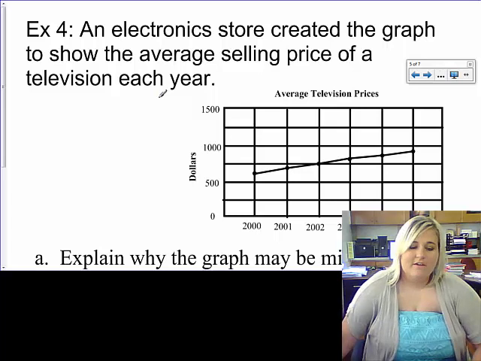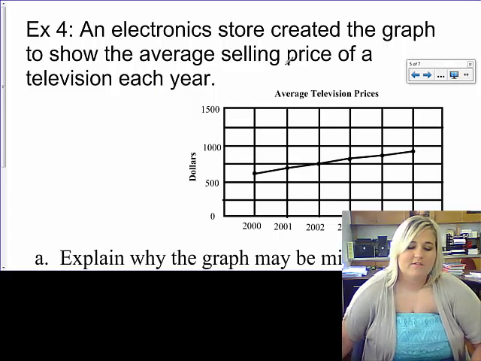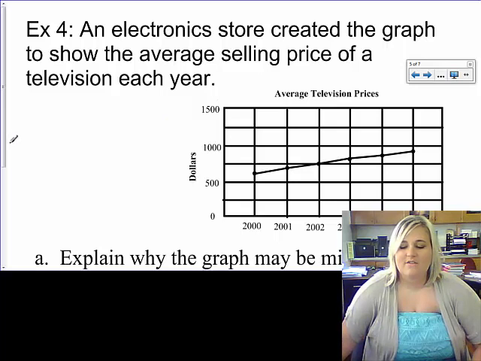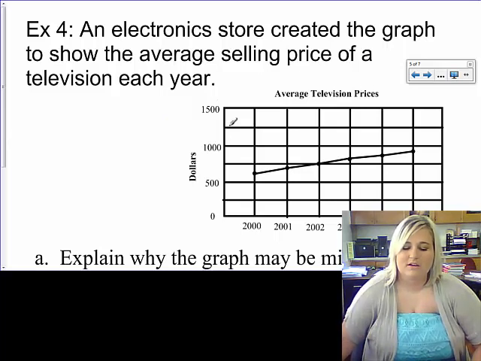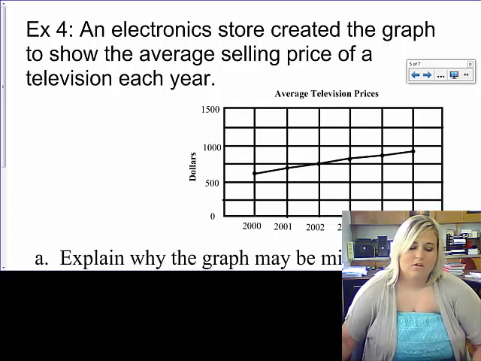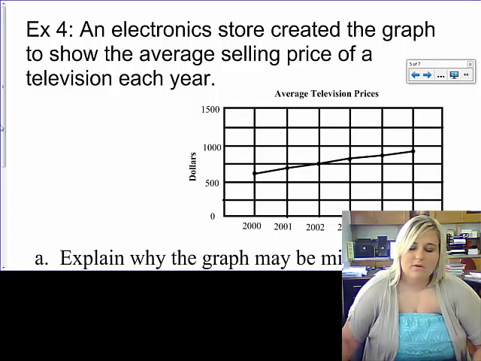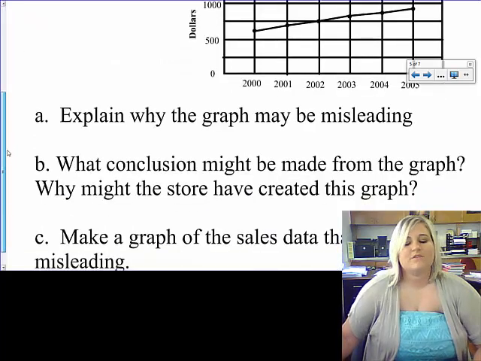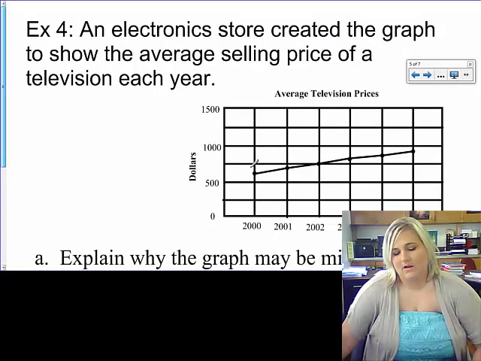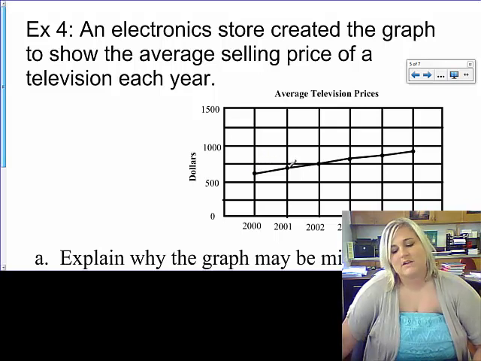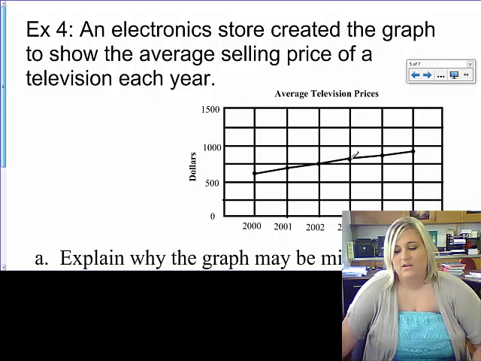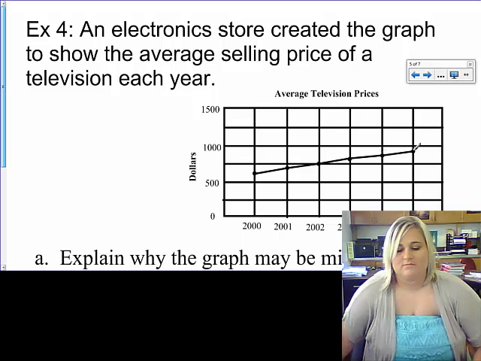An electronics store created the graph to show the average selling price of a television each year. So they have average television prices here, dollars here, and the years, ranging from the year 2000 to 2005. And it wants us to explain why the graph may be misleading. So let's first look at where our points are. Right here, which is about right between 500 and 750. This point that's close to 750. This point on 750, a little higher than 750. This is between 750 and 1,000, and then not quite 1,000.